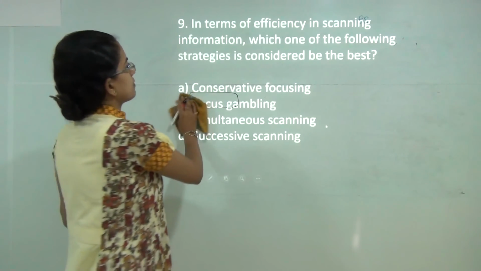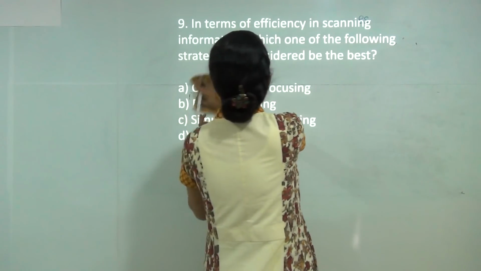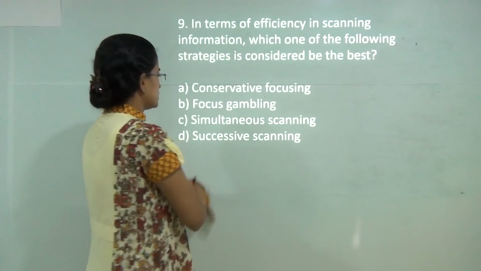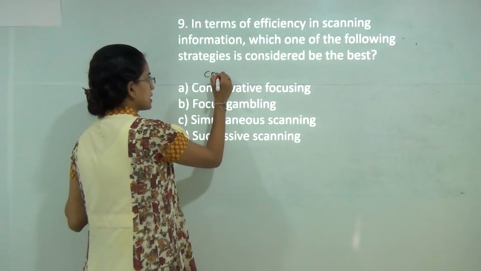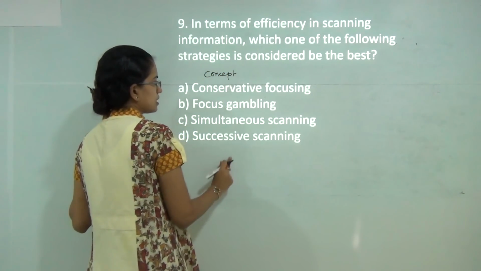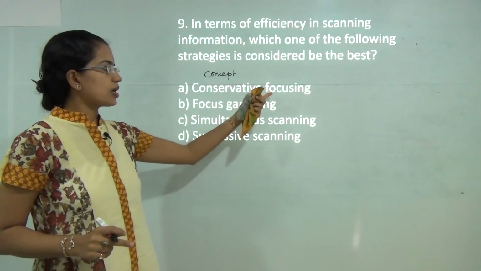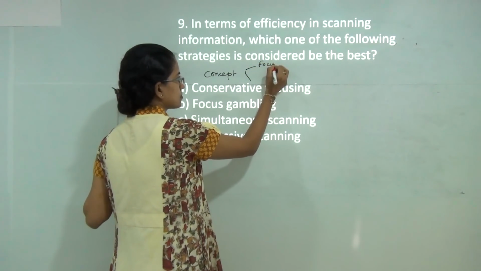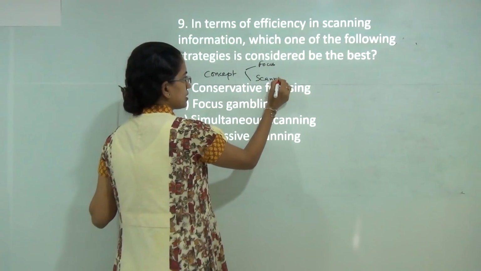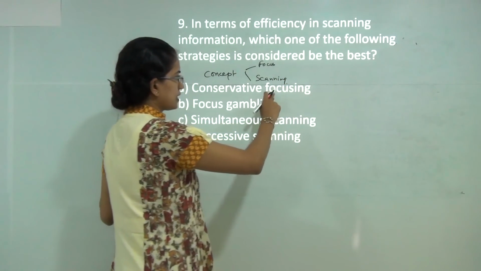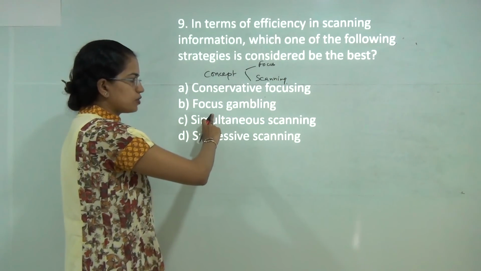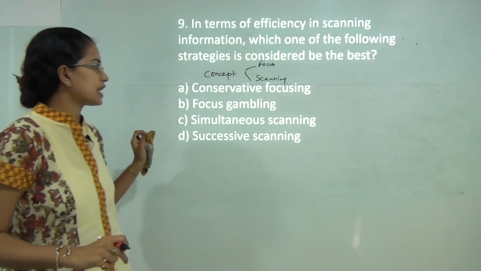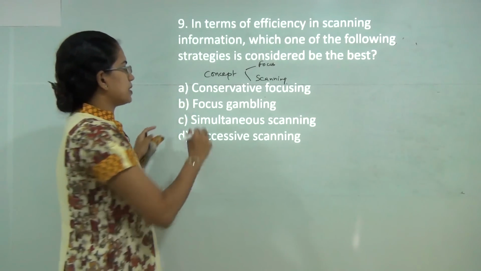Next is, in terms of efficiency of scanning of information, which of the following strategies is considered best? Now this is a question related to concept attainment. We will take a separate class where we will understand the 4 types of concept attainments. We have broad classification into 2, that's focus and scanning. So there are 2 methods broadly. You have focusing and scanning. Under focusing you have conservative focusing and focus gambling. Under scanning you have simultaneous scanning and successive scanning. So for this the answer would be conservative focusing.